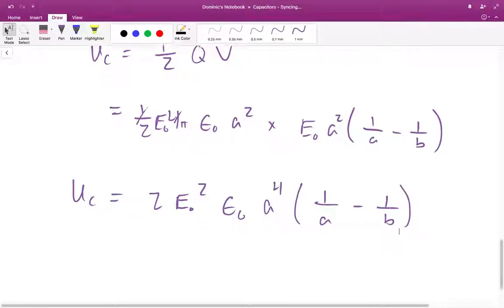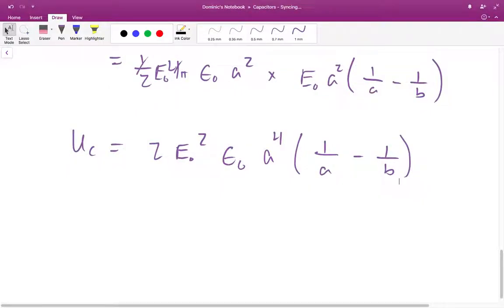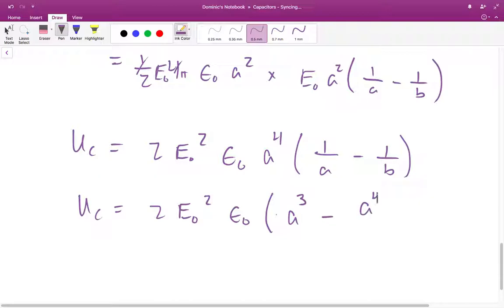Okay, and what I can do is just distribute the A to the fourth if I wanted to. I could really distribute all of them, but I'm not going to, and you'll see why here in a minute. So I'm just going to distribute the A to the fourth for now. So we'll have 2 E naught squared epsilon naught, and then we have everything multiplied by A to the fourth divided by A is just A cubed, and then A minus A to the fourth over B.